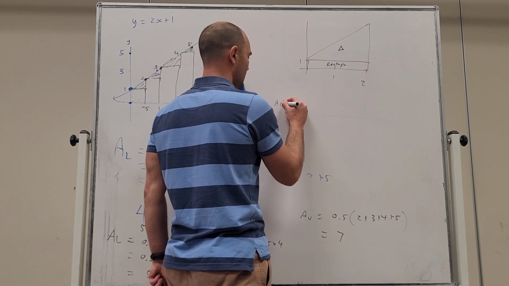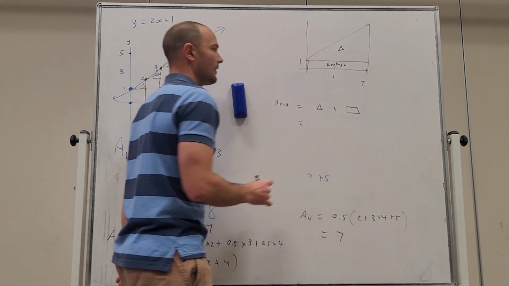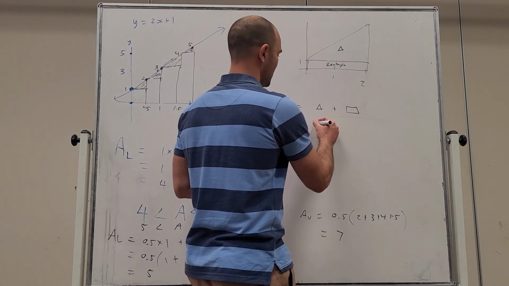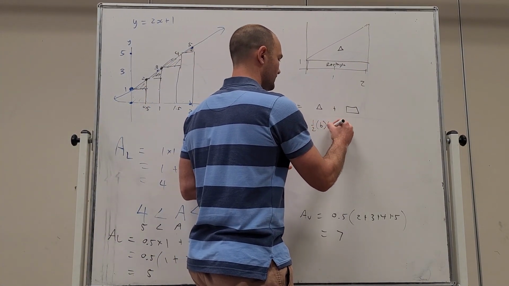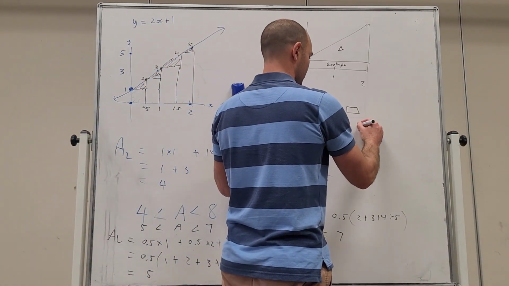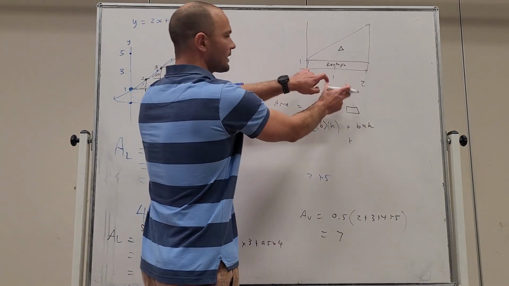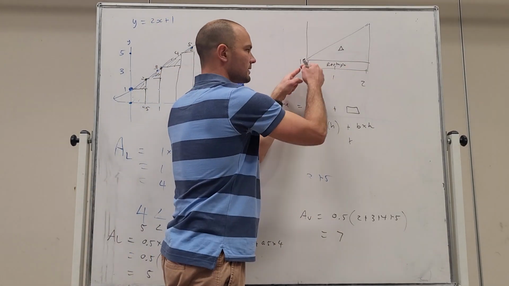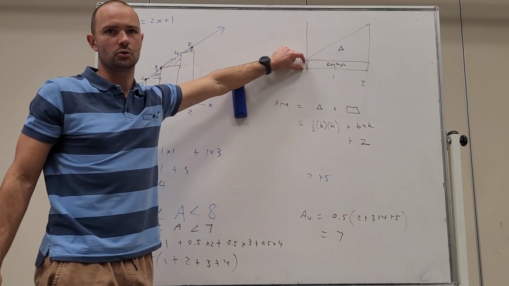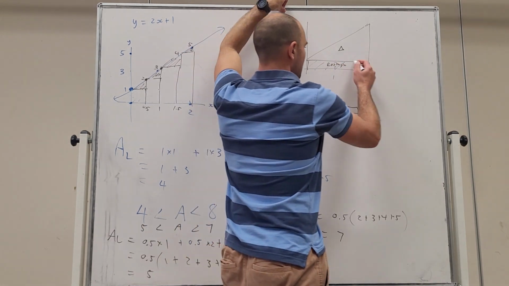So let's go through and make an answer for the geometric argument. We're going to have the area equals the triangle plus the rectangle. Now the area of a triangle is always half the base times the height, and the area of a rectangle is just the base times the height. Okay, let's do the rectangle first. The rectangle here has a base of 2 units and a height of 1 unit. So the rectangle has an area of 2, 2 times 1 gives me the area of that rectangle.